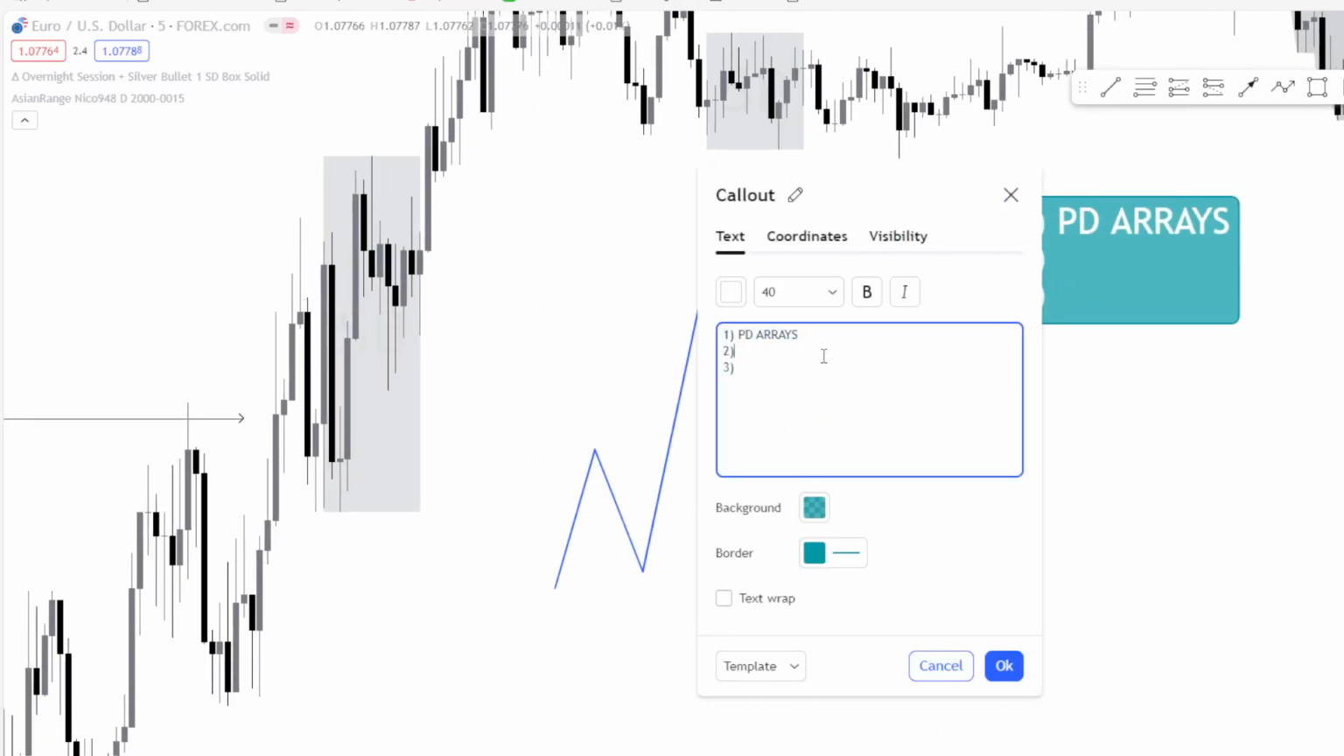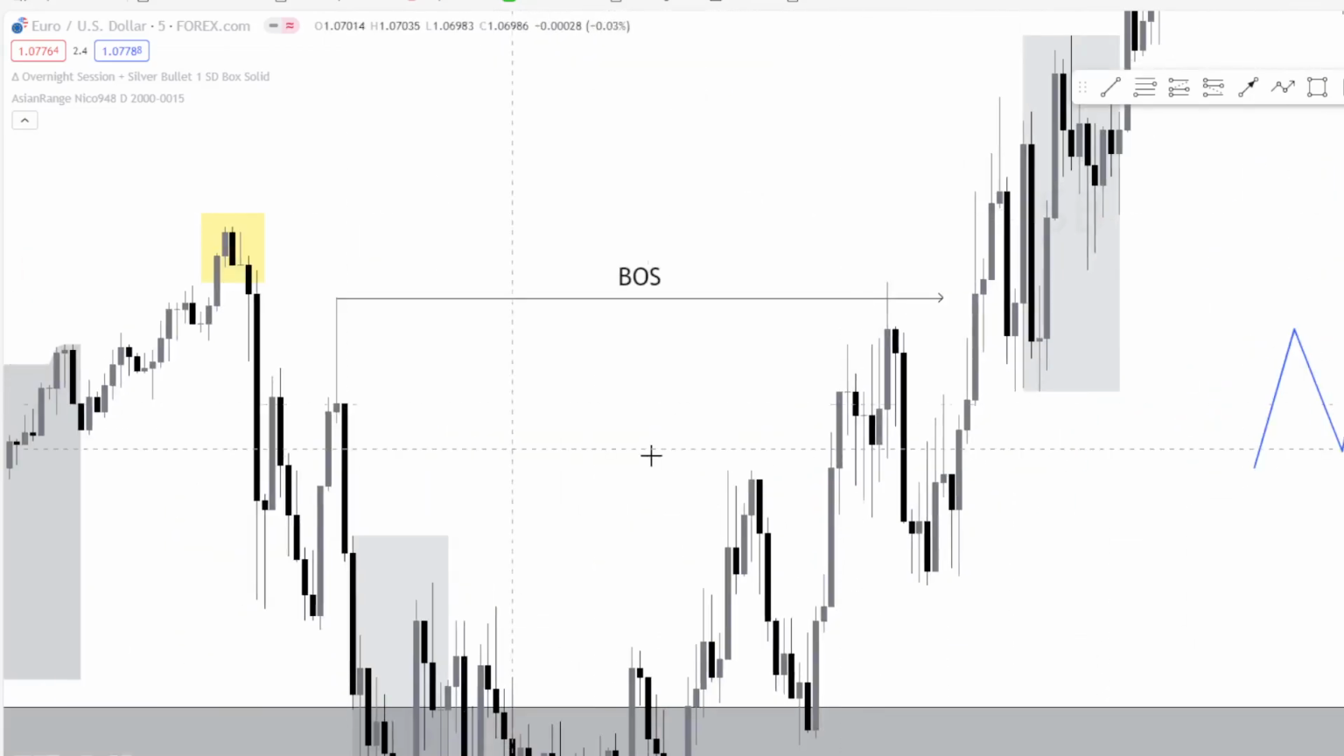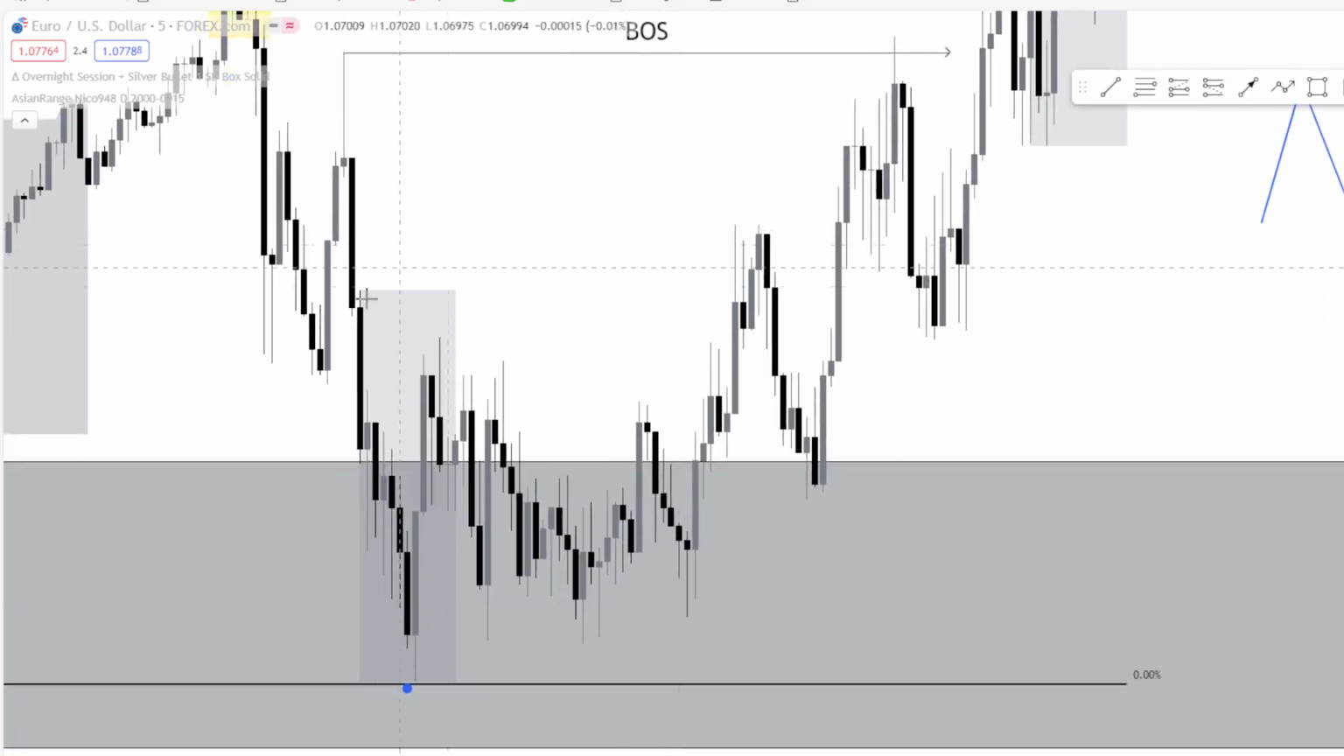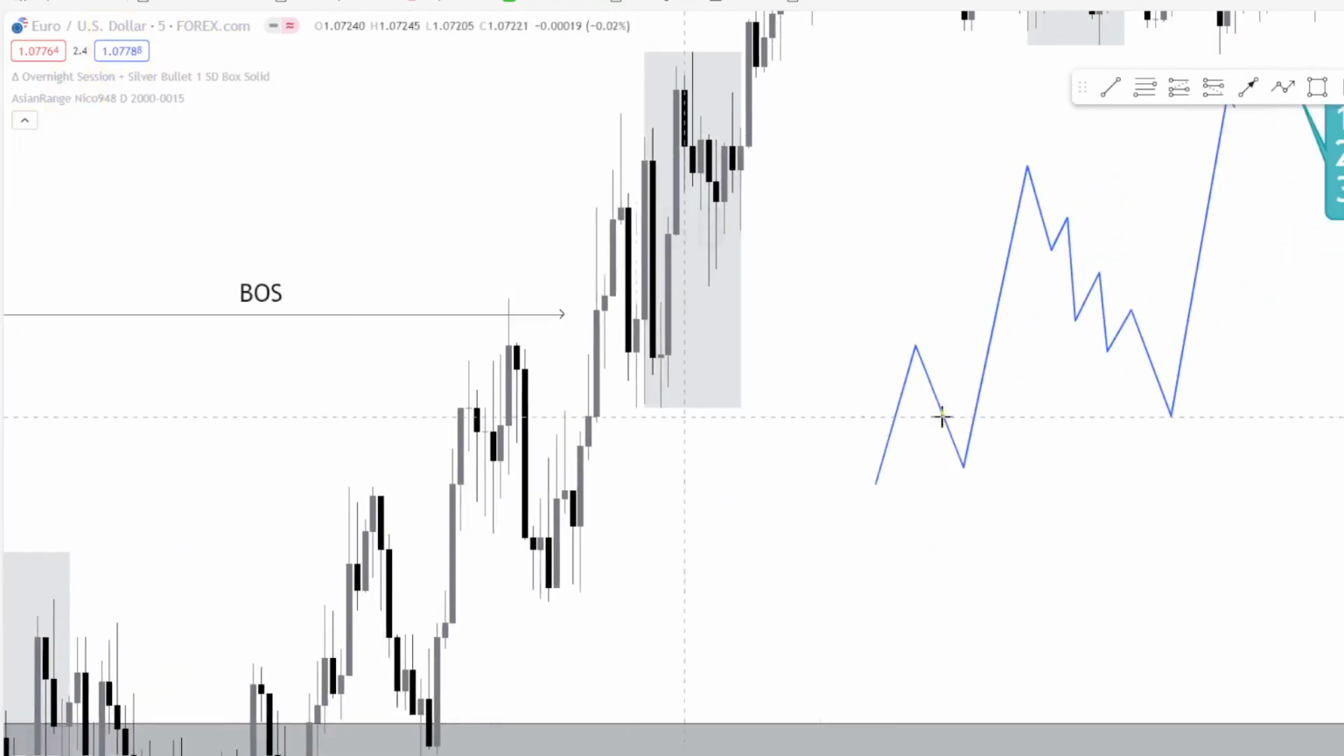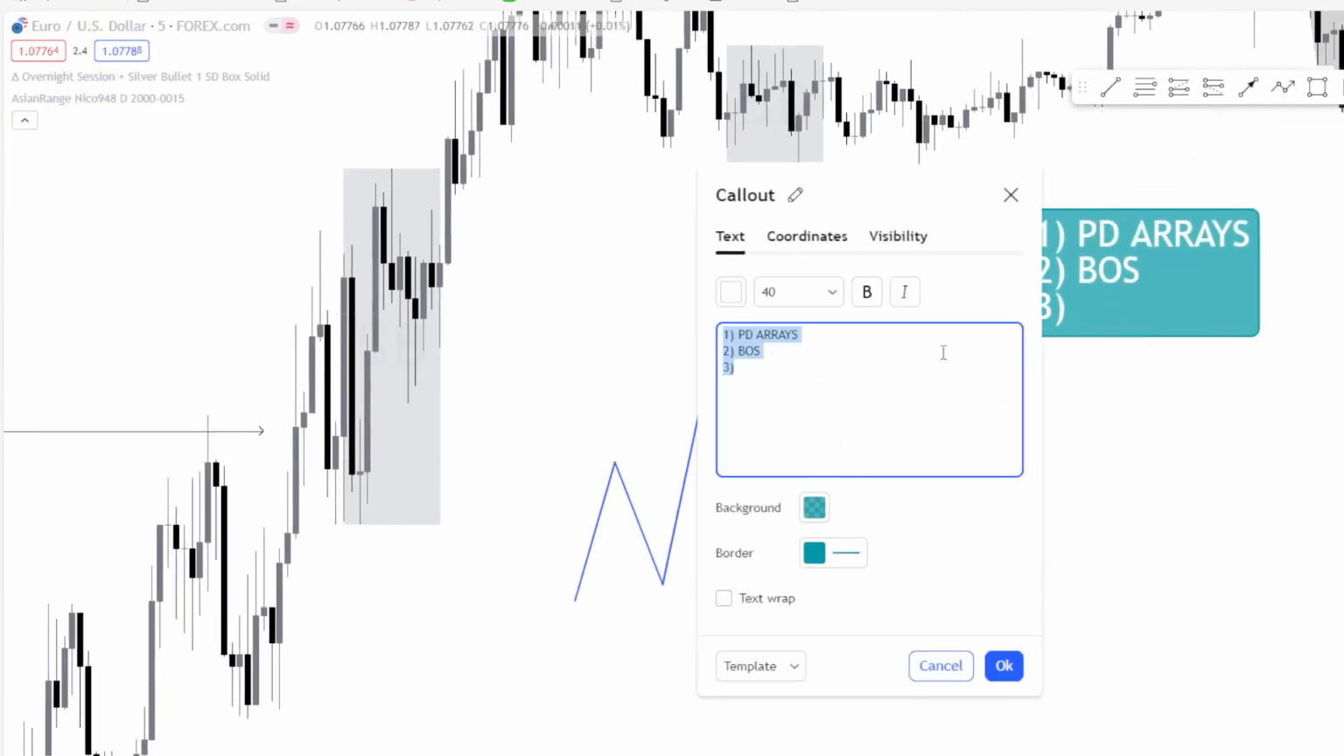Our second rule is we must have a shift of market structure or a break of structure. And we have that here in this region over here. This gives us a clean break of structure, right? After the Judas swing. Now, the third rule is we must have a fair value gap in price.